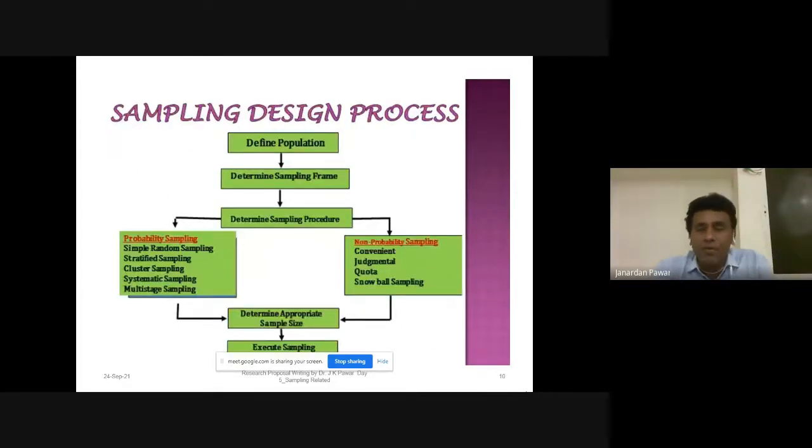Then the sampling design process. If you want to design the sampling for your study, this one is the process of designing the sample. First of all, define the population, as I told you, the targeted people or targeted population. Suppose your study is based on the information which will be collected from Maharashtrian people, for example. So the Maharashtrian population is your population for the study. Then determine the sampling frame. What frame are we using for the sampling purpose? Then determine the sampling procedure, whatever procedure that you want to apply for sampling.